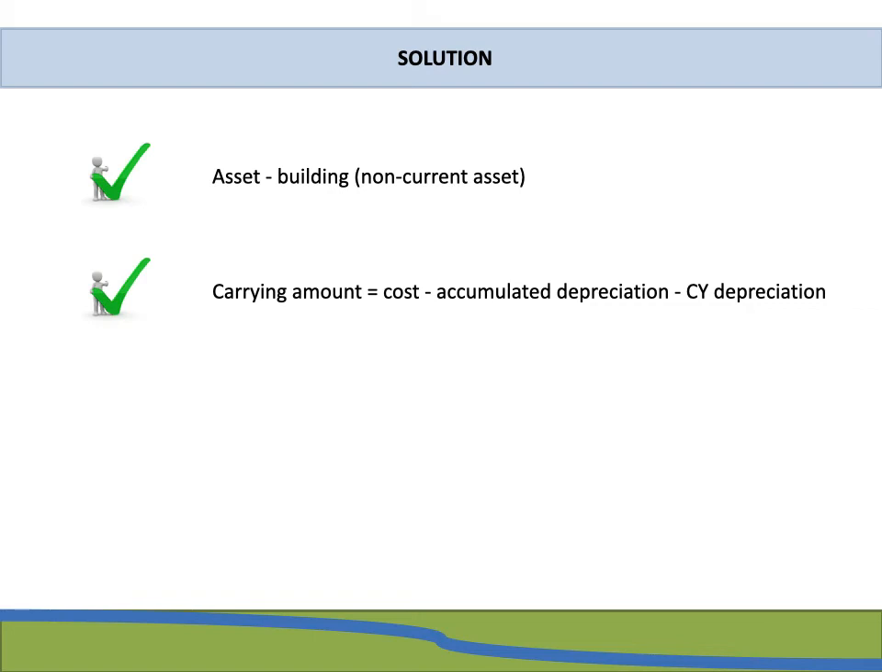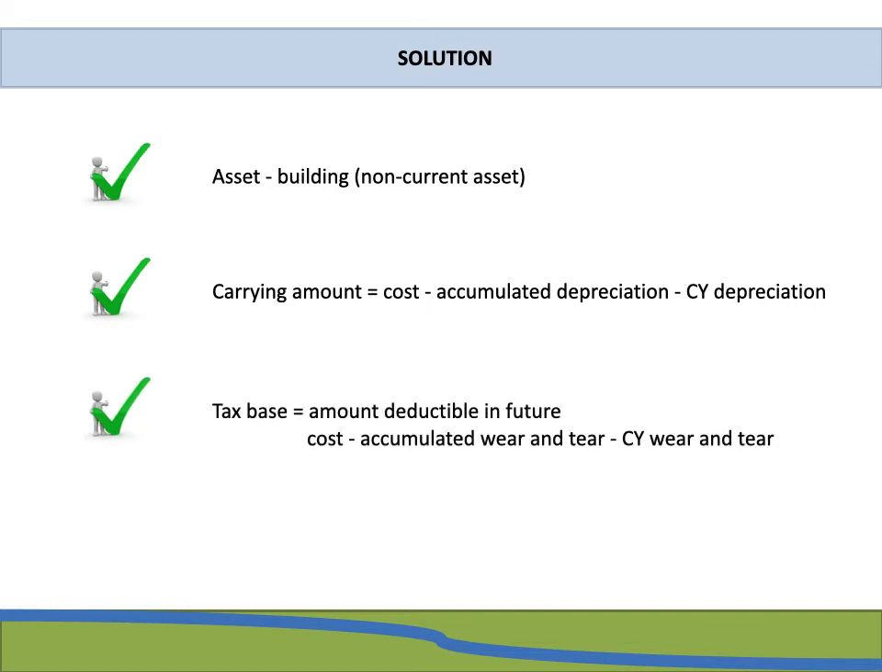To calculate our tax base, it will be amounts deductible in future. Now, for a building, for example, we could say that we're going to start off with the cost, less our accumulated wear and tear, and less our current year's wear and tear. That's based on that full cost of that asset being deductible over a period of time, which in this case it will be, so we can work on that calculation.